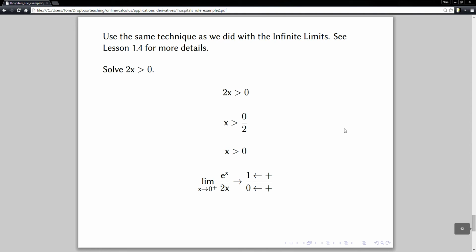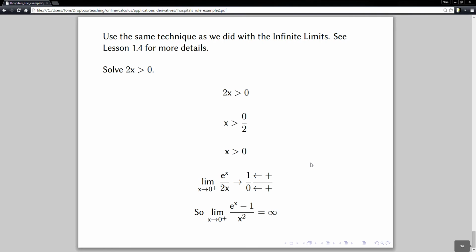So what does that tell us about the limit? We had the limit as x goes to 0 from the right of e to the x over 2x. And 1 we knew was positive, there's no question about that. The bottom part was going to 0 from the right, so through the positive numbers. That means the bottom number is going to be positive. So I will have a positive over a positive as I go to 0 from the right side. I'm only looking at numbers that are bigger than 0, getting closer and closer to 0. So the bottom part is going to be positive.